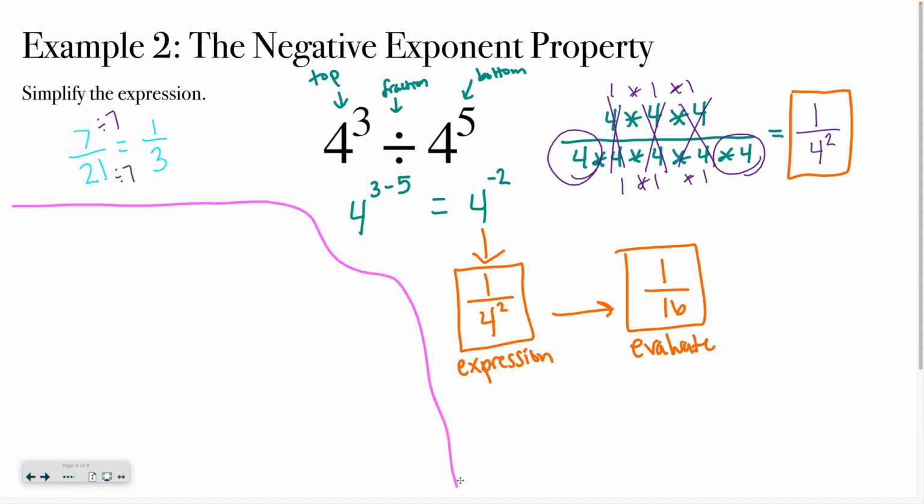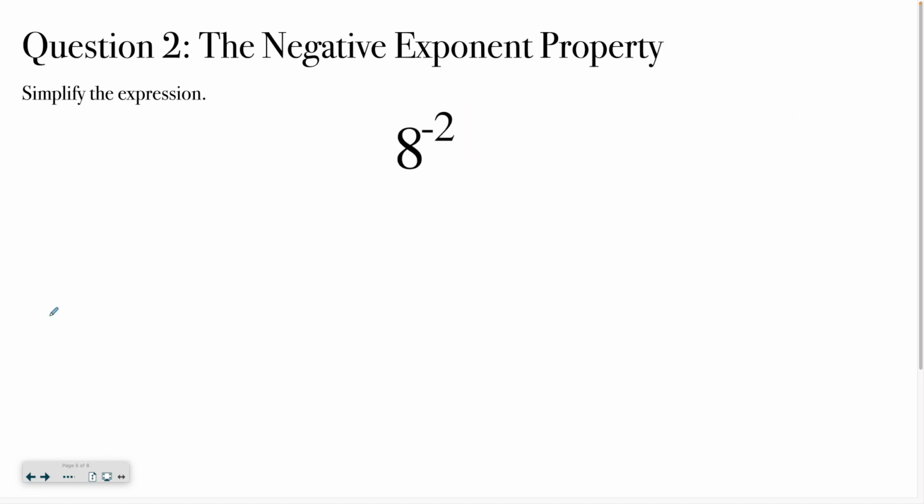All right, I'm going to do one more example on this page. Let's say for one moment, actually no, because it's going to be the next example. All right, you can go ahead and try question number 2. I want you to simplify the expression, so that means you need to rewrite it without a negative exponent.